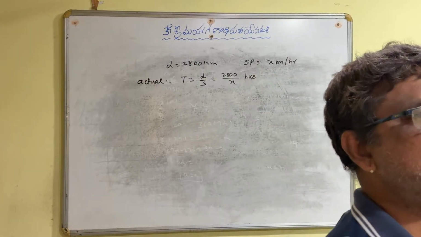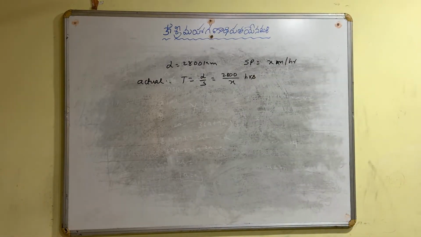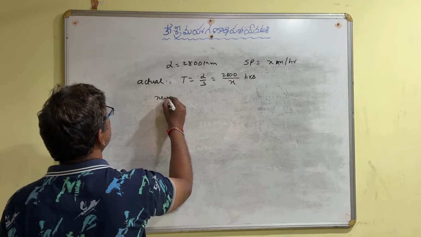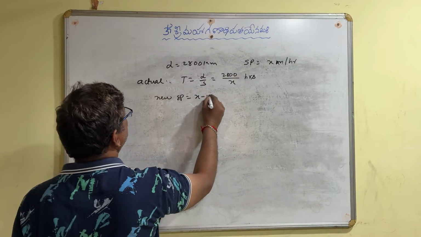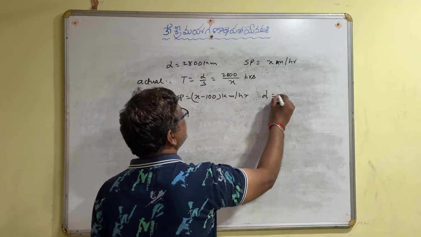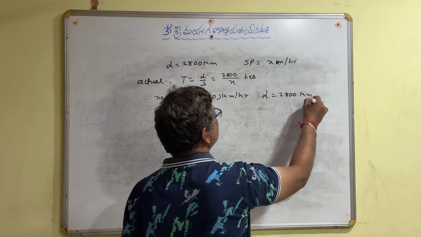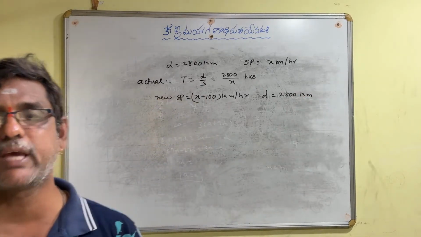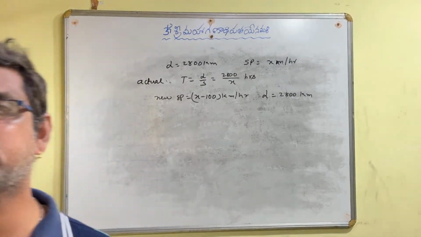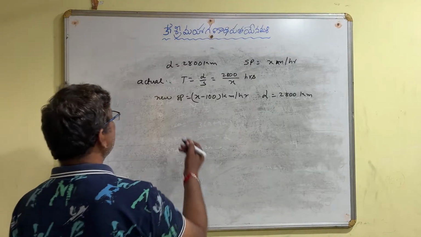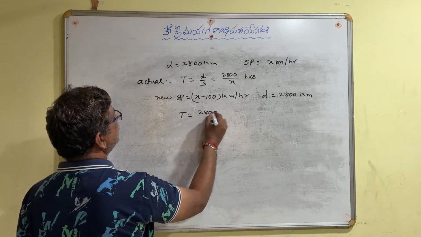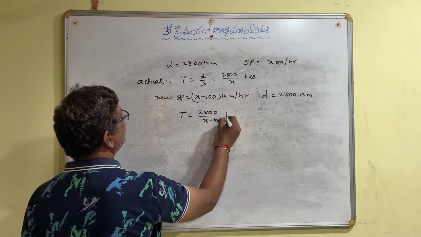the speed of the flight was reduced by 100 kilometers per hour. So the new speed will be x minus 100 kilometers per hour, but distance is same, children. There is no change in the distance, but speed was reduced by 100 kilometers per hour. Now what will be the time taken in the second situation? 2800 by (x minus 100) hours.